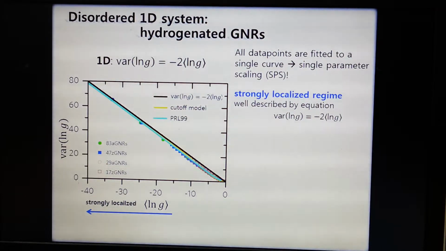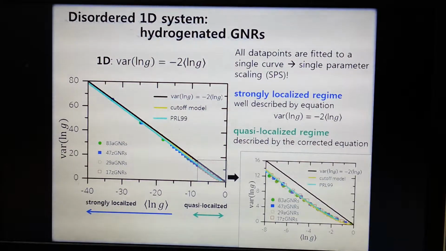In the strongly localized regime, the results are well described by the 1D conventional relation. In the quasi-localized regime, the results are described by the corrected equation with a slightly lowered curve. I'll skip the details about the correction scheme since we don't have much time, but the important thing is that all the data points in the quasi-localized and strongly localized regimes fit to a single curve. This indicates that hydrogenated graphene nanoribbon systems are well explained by the 1D single parameter scaling theory.